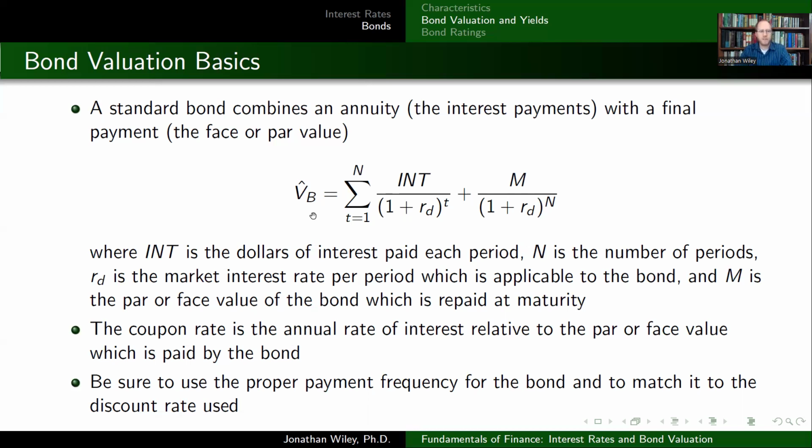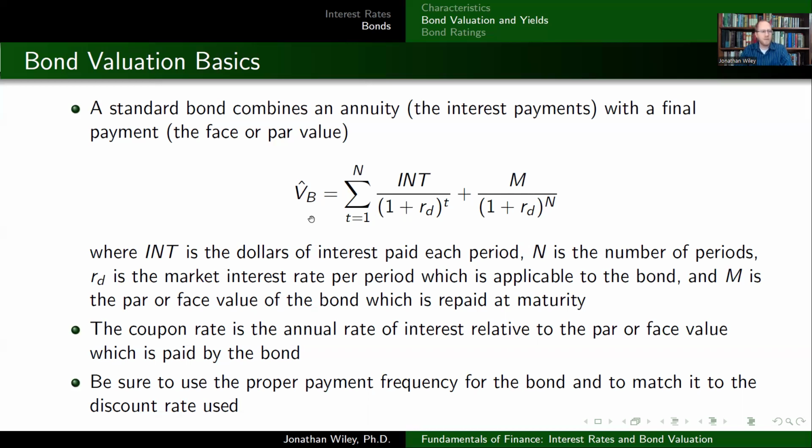Okay. Now, if you're looking at this equation thinking, well, that looks horrible, it's actually not too bad to do this in Excel or on a calculator that has time value of money functions. Basically, all we have to do is specify the number of periods, the rate, the payment per period or the annuity amount, so the interest payment, and then the future value that we get at the end. And you can solve for present value very easily. So basically, it's just applied time value of money.